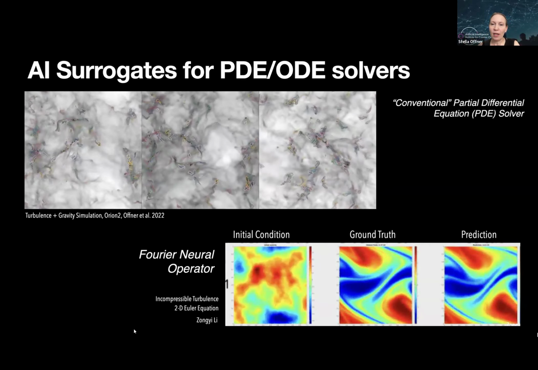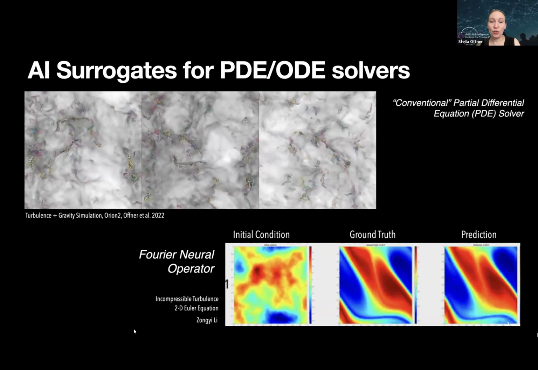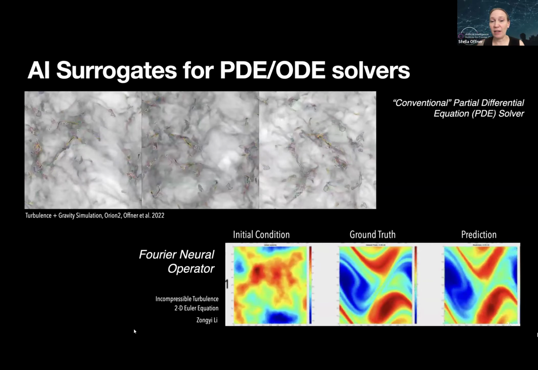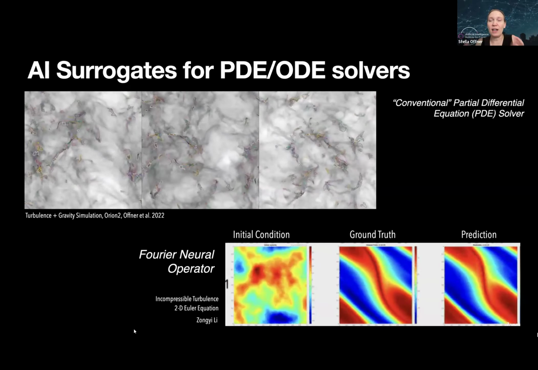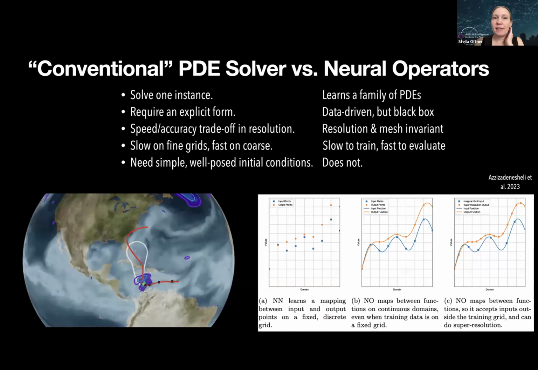This is a good example of that, but you'll notice this is incompressible turbulence, the 2D Euler equation. But still, this is pretty amazing that we can do this in a black box way that's not actually solving the equations. So there's some pluses and minuses of these. When you solve hydrodynamics, you have one input condition. These neural operators can learn a family of PDEs, and you can basically get shortcuts to the solution.